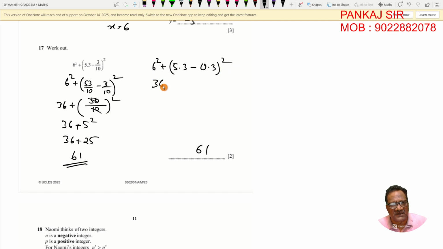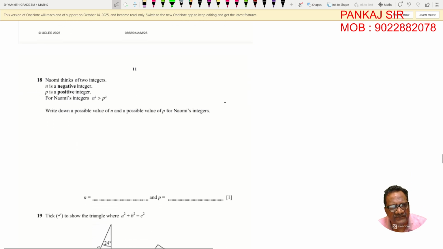This will work out to 36 plus, now 5.3 minus 0.3 is nothing but a 5. That's 5 square over here. So this will be 36 plus 25, which is again equal to 61. Okay, so either you do it this way or this way, both will work, right? That was question number 17.